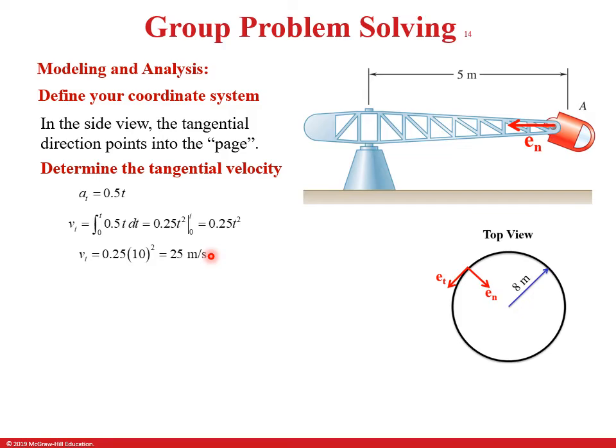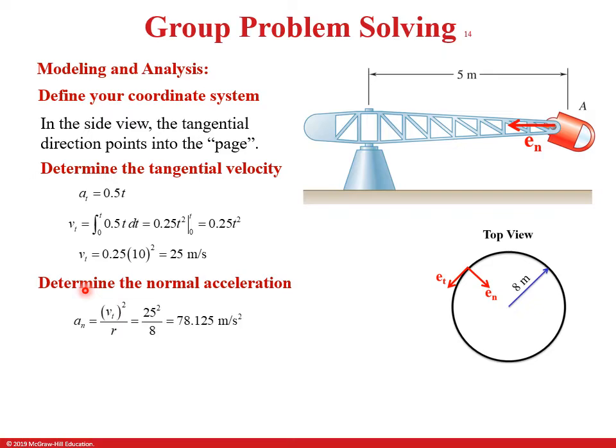That's the instantaneous velocity, which is all in the tangential direction, because our velocity only has a component in the tangential direction. Our velocity does not have a component in the normal direction. That's a key concept to understand. Now we'll determine the normal acceleration using that tangential velocity or speed squared. 25 squared over 8. Looks like they used the 8. And that's going to give them 78.125 meters per second squared.